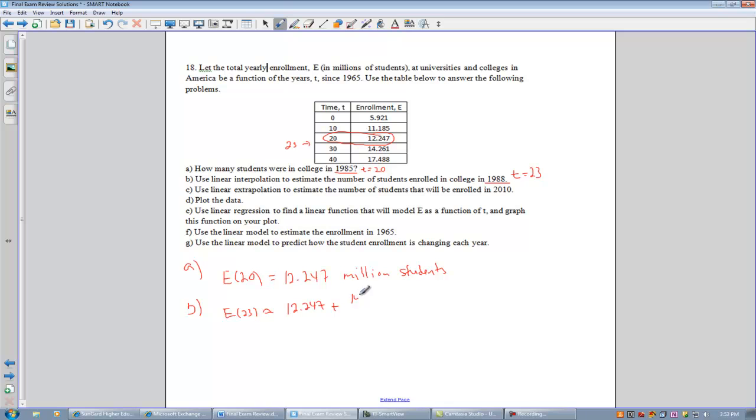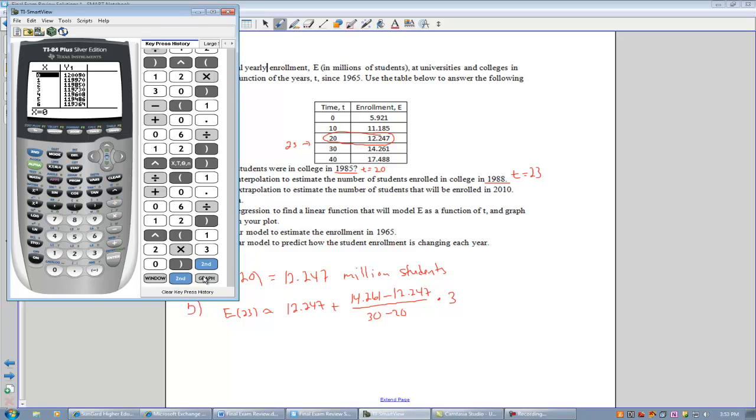So you take 14.261 and you take away 12.247. So that's the change in the students over this 10-year period, and you divide by the 10-year period, right? 30 minus 20. All right, so the idea is you start here, and this is sort of the size of your steps, and the number of steps you take, well, you're going from 20 to 23, so you're going to take 3 steps.